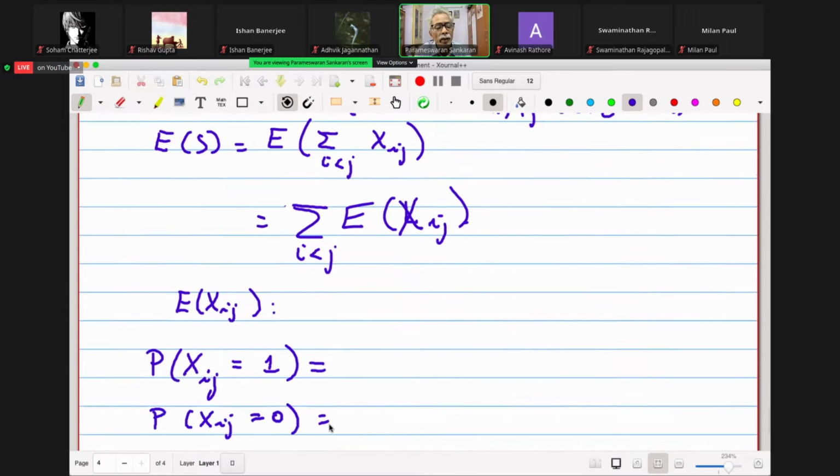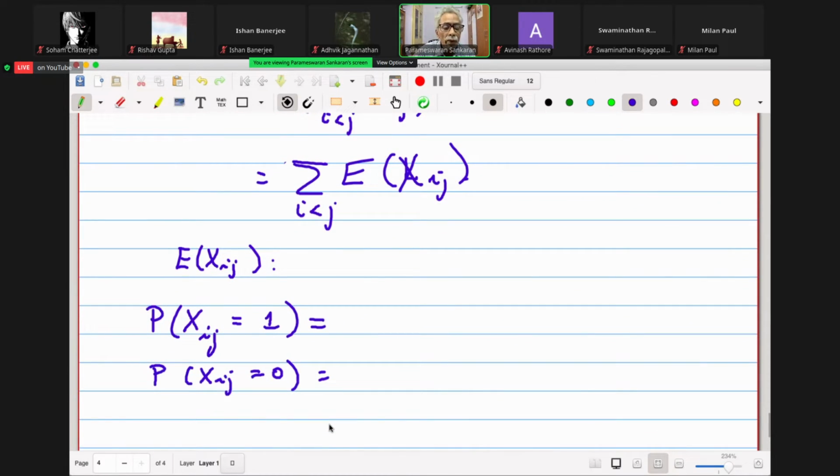What is the meaning of Xij equals 1? This means that Pi and Pj throw the same number. So you just look at the ith player. Pi has thrown, let us say, some number A. Then Pj should throw the same number. So this A can be any number. There are 6 possibilities. Pj could have thrown anything, but his throw should match with this one. So it should be A, comma A.